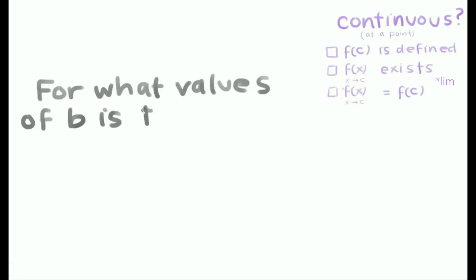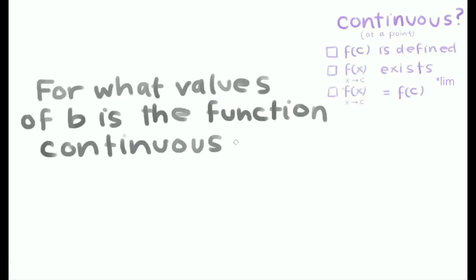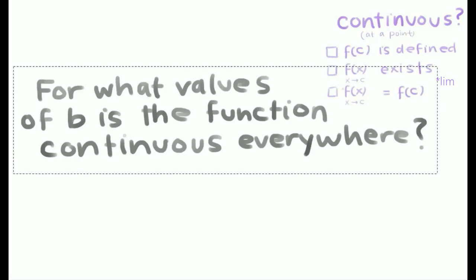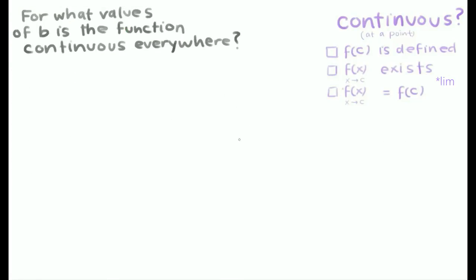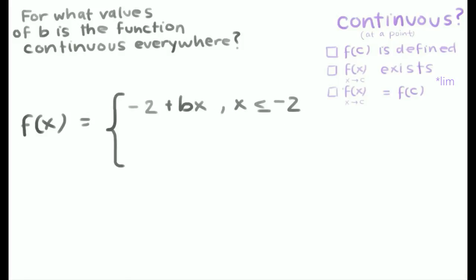Okay, so the next problem is asking for what values of b is the function continuous everywhere. We're given a piecewise function again, where f of x equals negative 2 plus bx if x is less than or equal to negative 2, and f of x equals x squared plus 2x minus 6 if x is greater than negative 2.